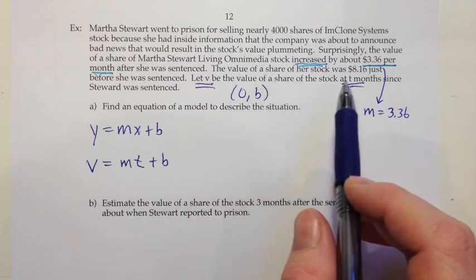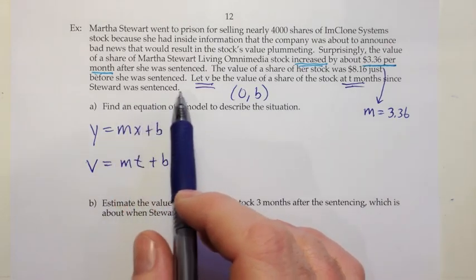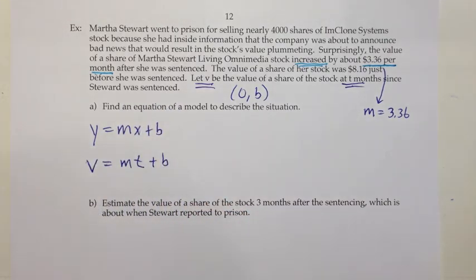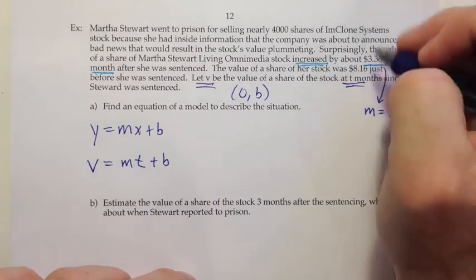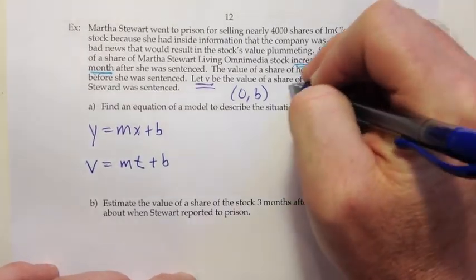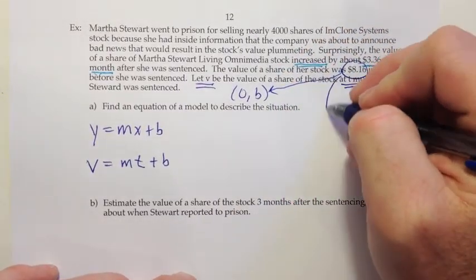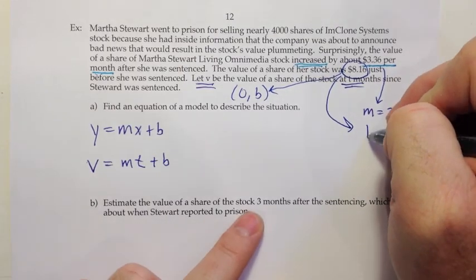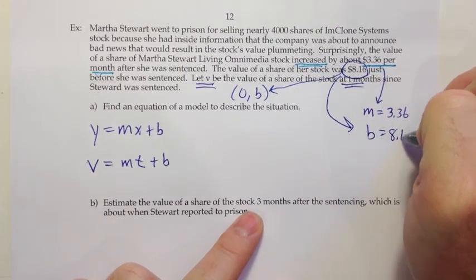And it says the value of her stock was $8.16 just before she was sentenced. So I'm going to take that to mean also at the time she was sentenced. So this number right here should be our B. So it looks like M is 3.36 and B is 8.16.